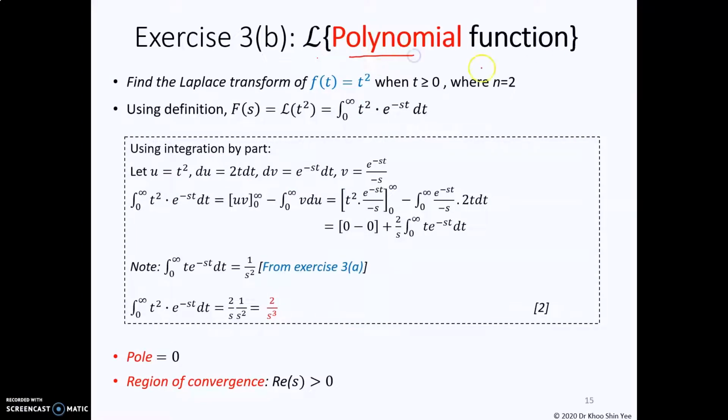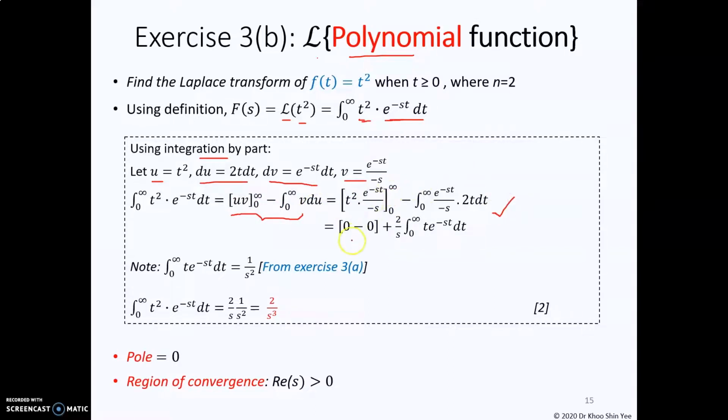So this is a polynomial function also. So we perform the Laplace transform for t squared. So you see there are two functions, therefore you use integration by parts. Let u be t squared, this one, dv to be the rest. And then you perform the du, you get 2t dt here. And for this part, you integrate, you get this. And substitute it into the uv minus integral of v du formula. Then you have this.